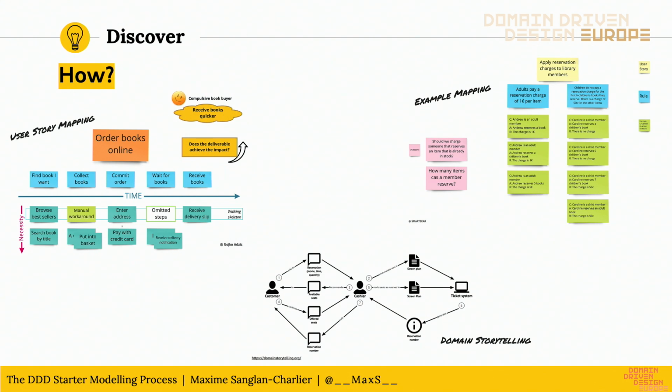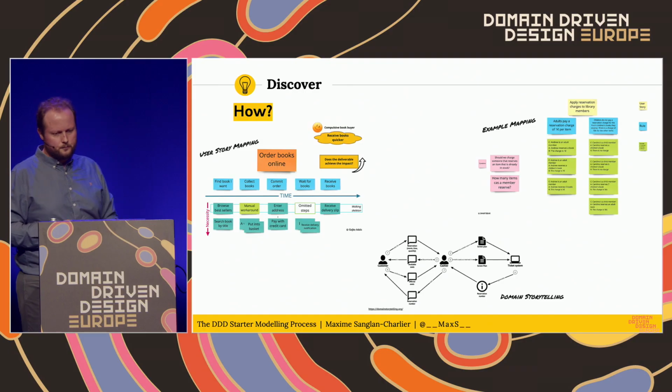With example mapping, you will focus on the business rules, and you will try to find examples that help you to validate those rules. And this is a gold mine for the development team, because they can even start to write some tests and some code. So you could jump directly from the discovery phase, if you have enough information, to the code phase. Remember, all the steps are optional.